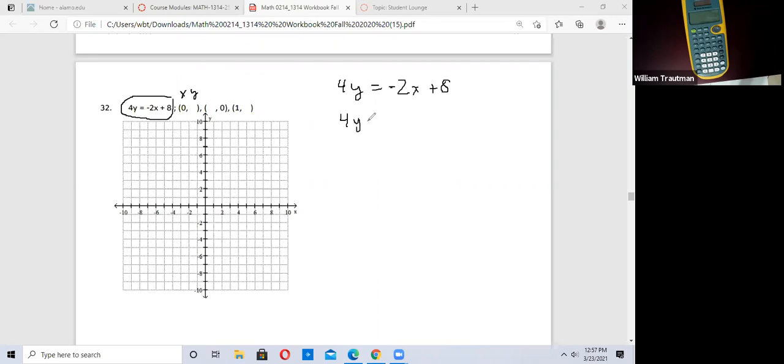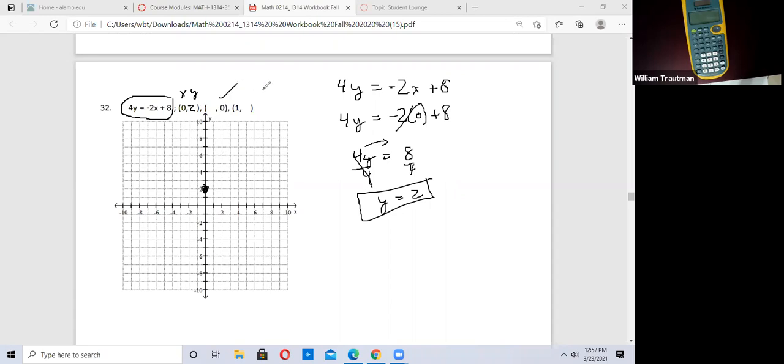So I'm going to put a 0 in the x. Negative 2 times 0 is 0. I'm left with 4y equals 0 plus 8, which is 8. Then I need to get the 4 to the other side. It's multiplying, so I'm going to divide by 4. And y equals 8 divided by 4, which is 2. So 0, 2. X is 0, y is 2. There's a dot right there.